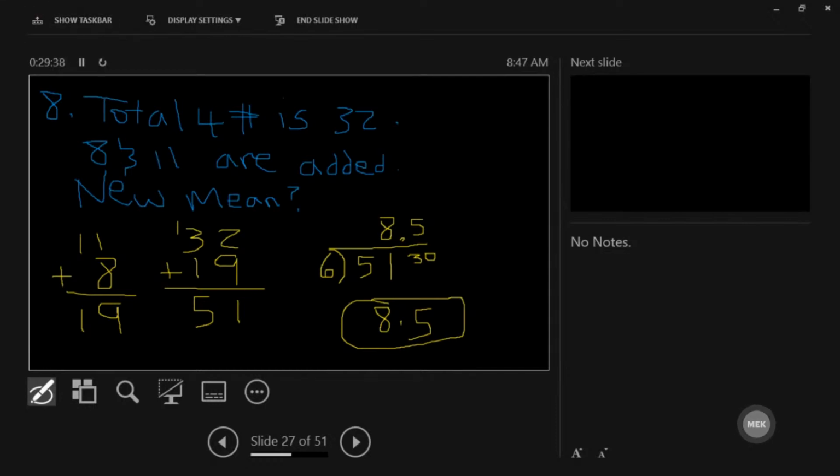Once you're adding numbers, whether it's 1 number, 2 numbers, 3 numbers, John was absolutely correct. The total is going to change and the amount of numbers is going to change. So you have to find out how much you are adding to the total. 11 plus 8, these are the 2 numbers you're adding. So that's 19 being added to the total. So the new total is 51. And the new amount of numbers is 6. It's no longer 4 numbers. You added 2 numbers to it. So it's 51 divided by 6, and that's 8.5.